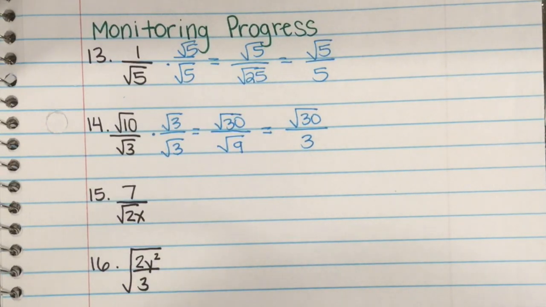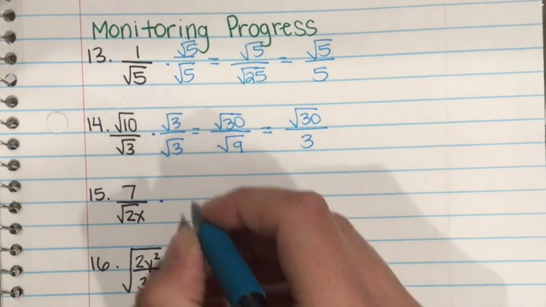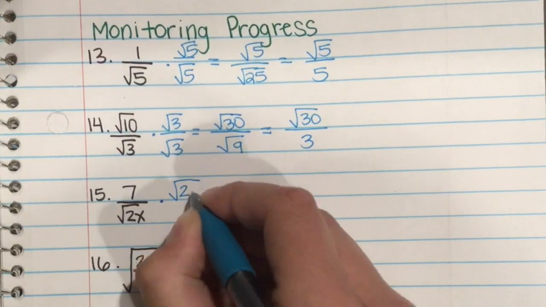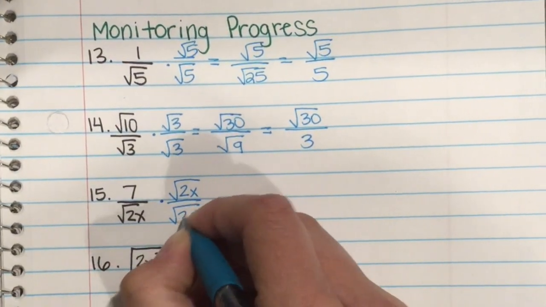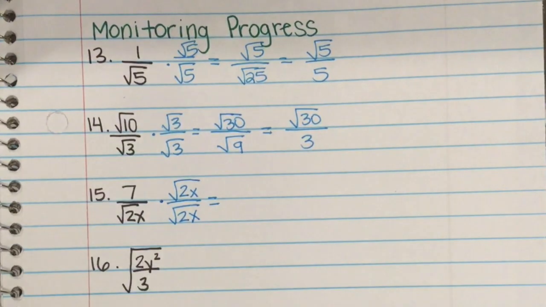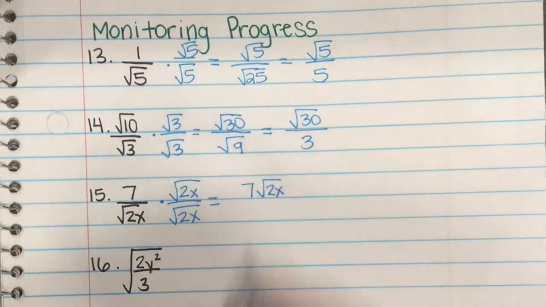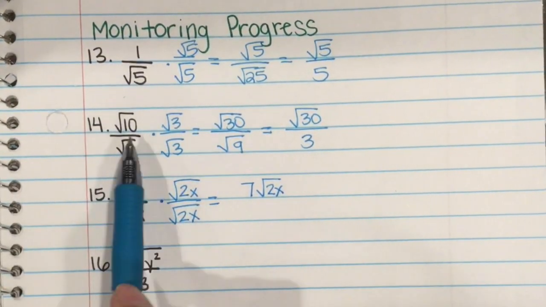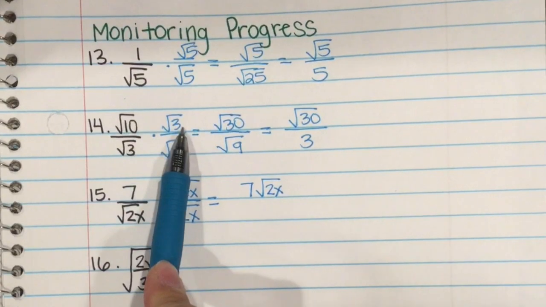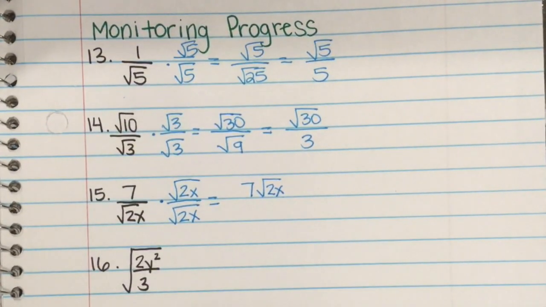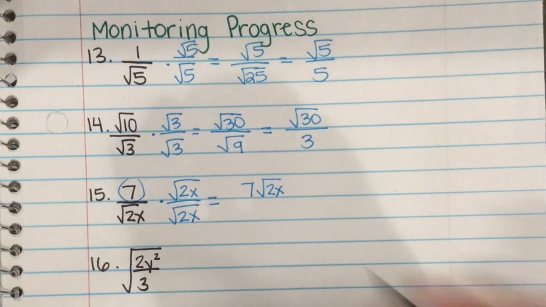In number 15, I have 7 divided by the square root of 2x. So I'm going to rationalize the denominator by multiplying by the square root of 2x in the numerator and the denominator. This gives me, in the numerator, 7 times the square root of 2x. Now, this is a little bit different. In number 14, since both of these were in the square root symbols, I multiplied and kept it underneath the square root symbol. Since 7 is not in the square root, or I'm not taking the square root of 7, that just stays as it is as a coefficient outside of the square root of 2x.